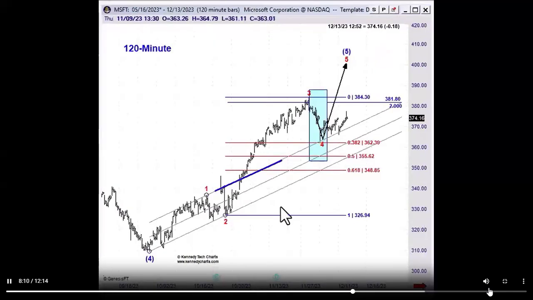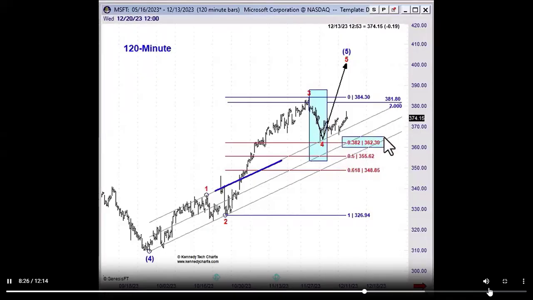And the last time we looked at the internal substructure, the idea was that we were going to pull back to the 382 retracement. Why? Well, going back to yesterday's lesson, we learned that the most common Fibonacci retracement for a fourth wave is a 382 multiple of wave 3. Okay, that came into play at 362.39.